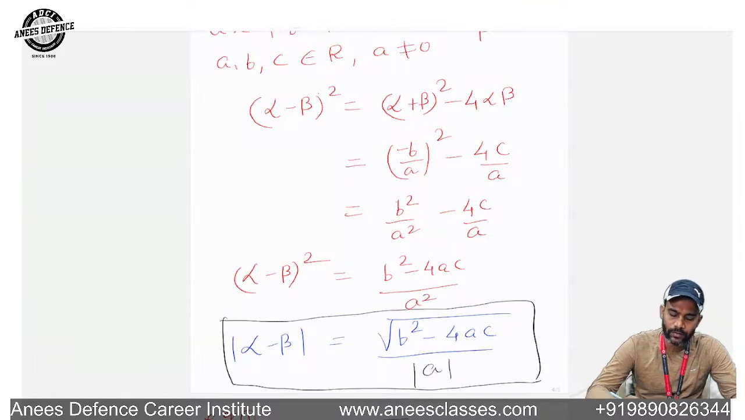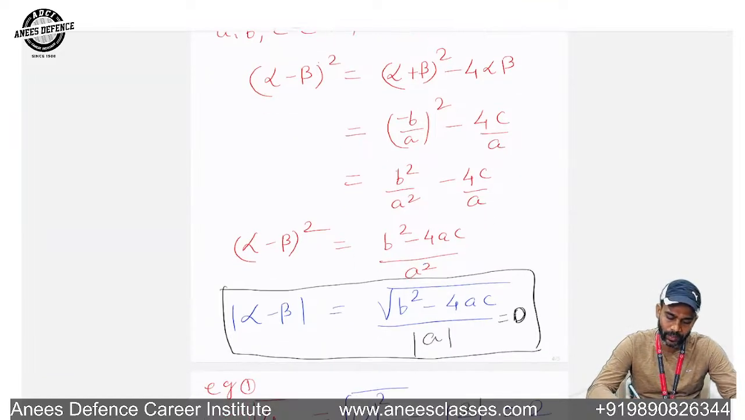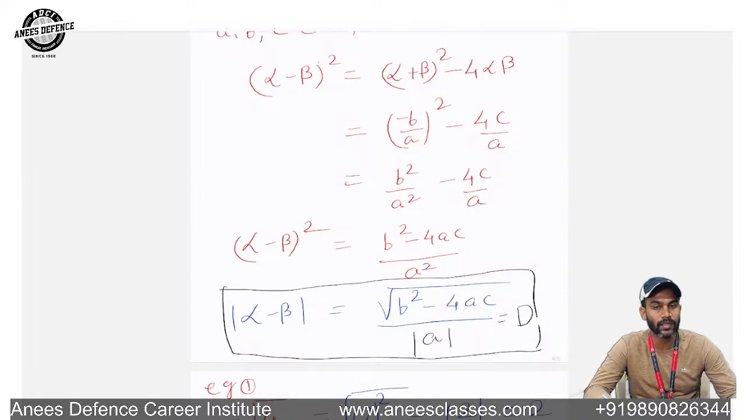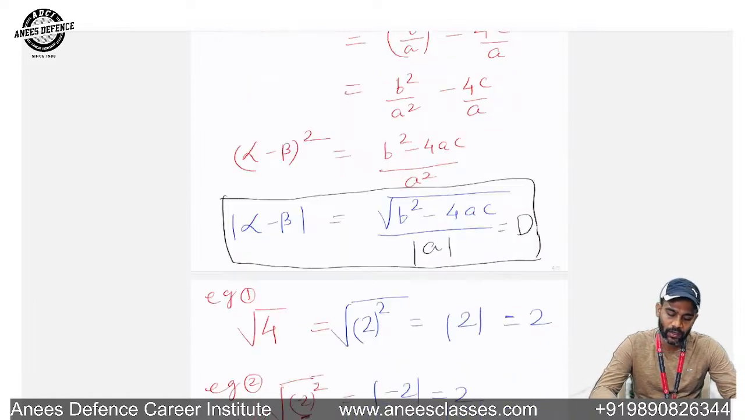Difference of roots. Sometimes we call it D also. I mean, D is equal to what? Tell me. D is equal to what? B square minus 4AC. Yeah. Understood? No, it is not the discriminant. It is nothing but the difference.